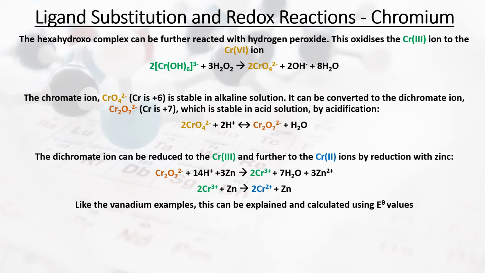And if we keep on going with this, if we have an excess of zinc and we allow this to carry on reacting, eventually we end up reducing it even further, and so we then end up forming the chromium 2+ ion.